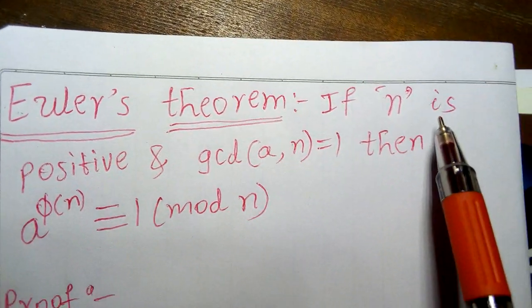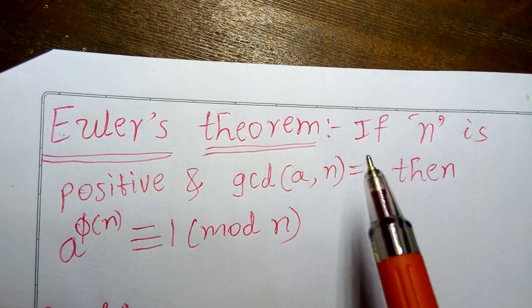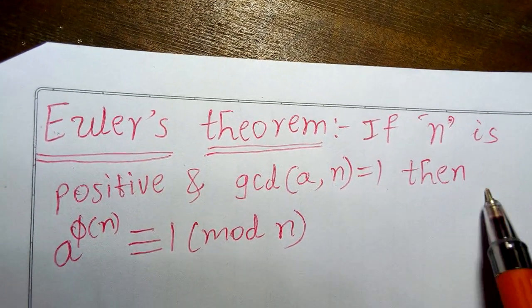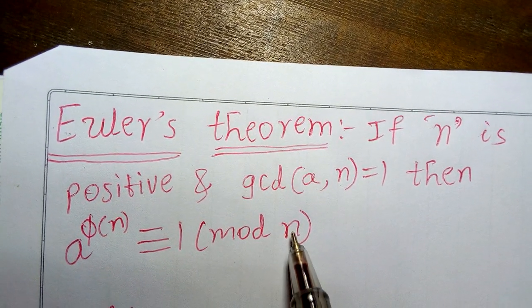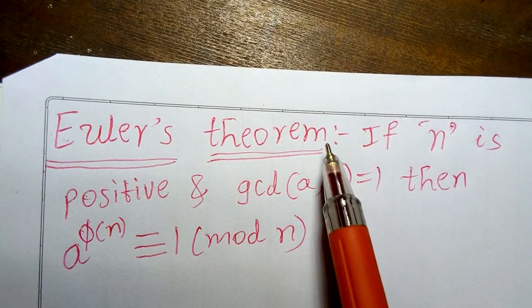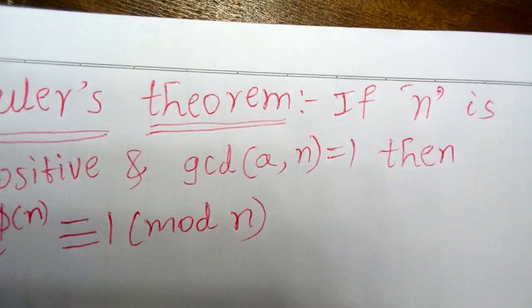Euler's theorem. If n is any positive integer and GCD of a and n is 1, then a raised to phi of n and 1 are congruent mod n. This is Euler's theorem. To prove this theorem, we first have to know Euler's function.